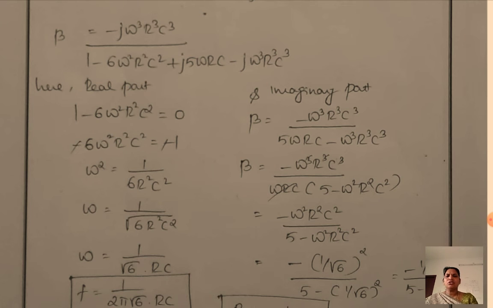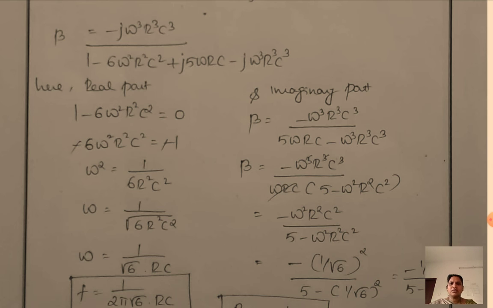Now in order to find the frequency of oscillations and the condition for beta, I am taking the real part of the denominator of beta and equating it to 0, and the imaginary part separately. The real part in the denominator is 1 minus 6 omega square R square C square, which is equal to 0. By equating to 0, we are able to find the angular frequency omega. By solving this, we get omega as 1 divided by root 6 into RC. If omega is known, you can find the frequency of oscillations. So f is equal to 1 by 2 pi root 6 RC.